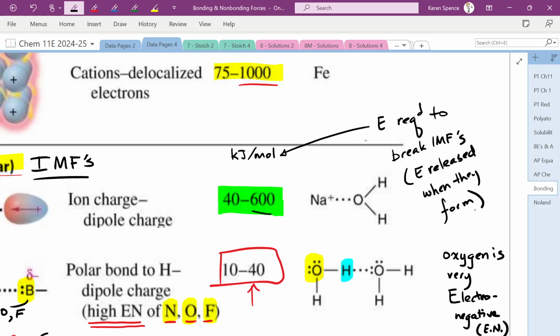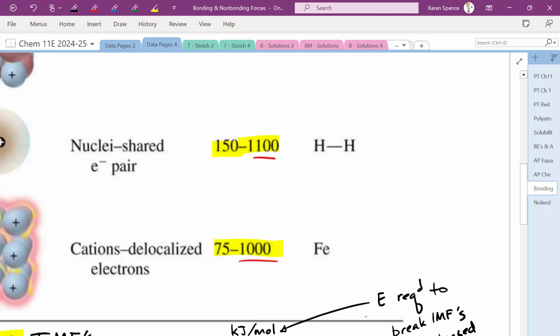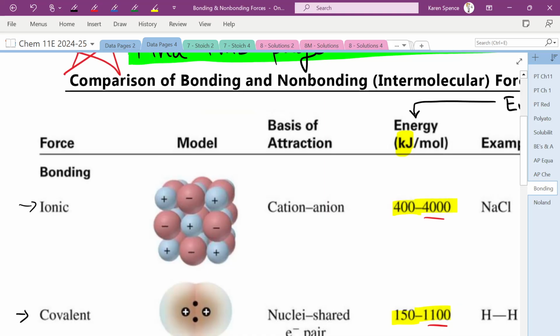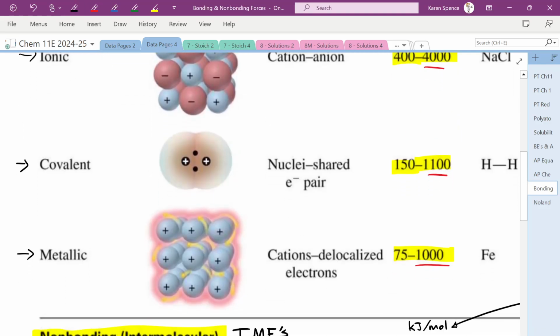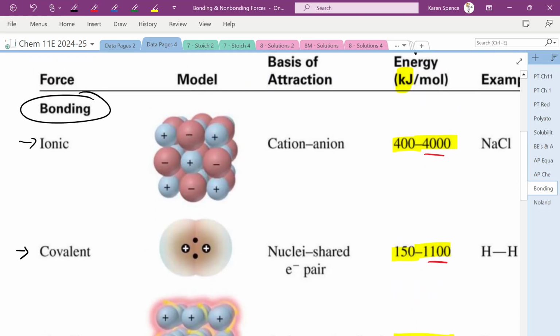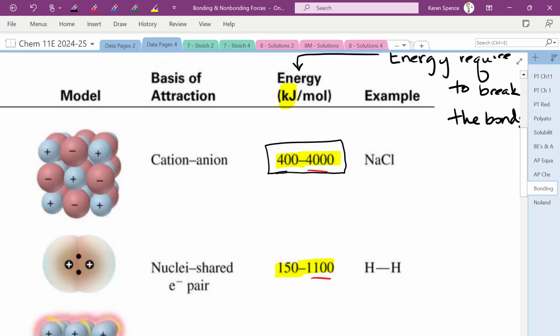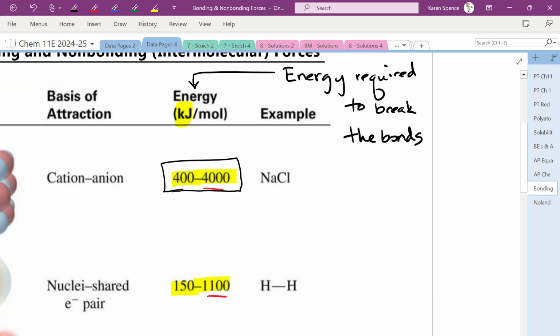Let's compare that to the ion-ion force, the ionic bond. Okay, so up at the top of the page, we have not IMFs, but we have actual bonds. So at the top of the page, we have our 3 types of bonds: ionic, covalent, and metallic. And if we look at ionic bonding, we have between 400 and 4,000 kilojoules as how much energy is required to break the bonds or released when they form.